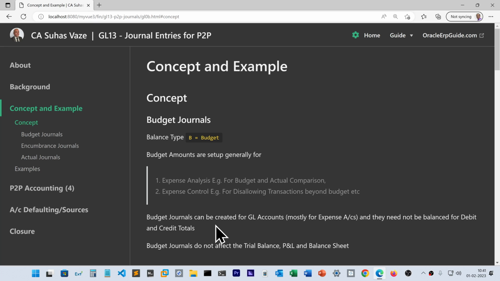And budget journals can be created for any GL accounts. Mostly they are applicable to expense accounts for the sake of control, and they need not be balanced for debit and credit totals. You can just have, say, 4 or 5 expense account combinations, and give some debit amounts, and there need not be a credit line at all. Budget journals do not affect the trial balance, profit and loss, and balance sheet.